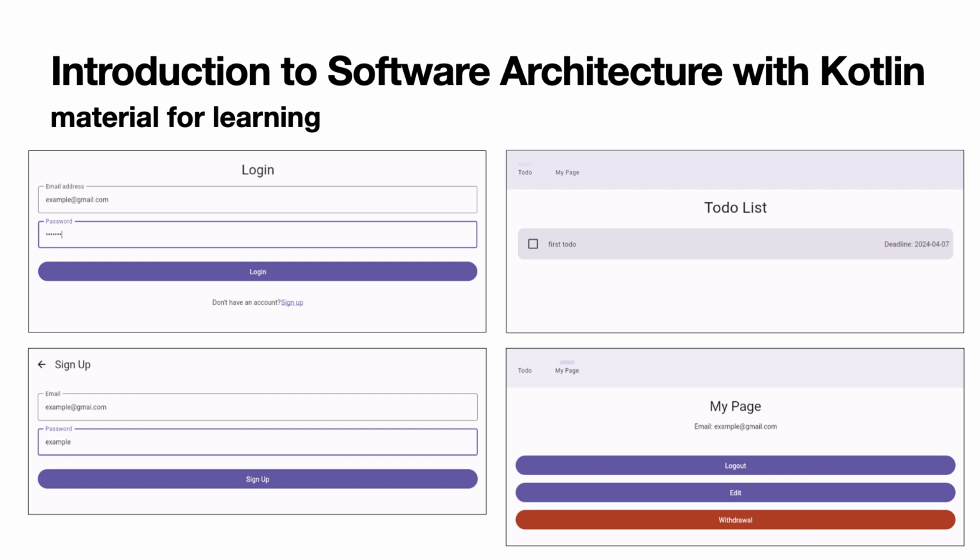You can create a new Todo by clicking the plus button at the bottom right. You can navigate to My Page from the top navigation bar. From there, you can log out, edit user information, or withdraw.